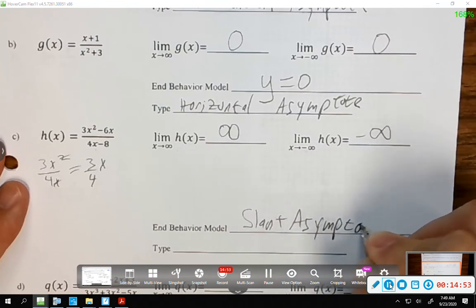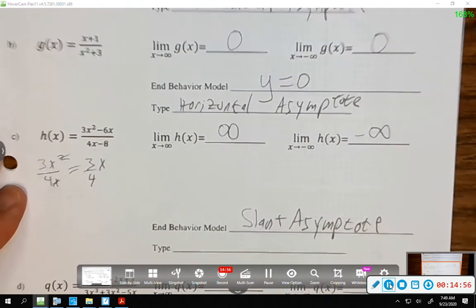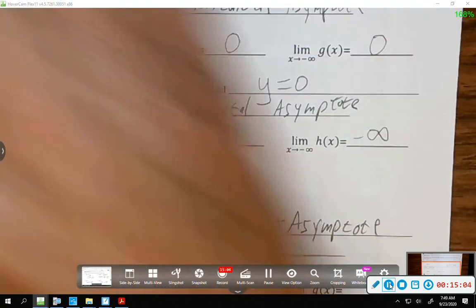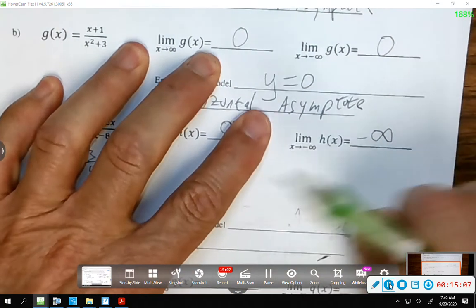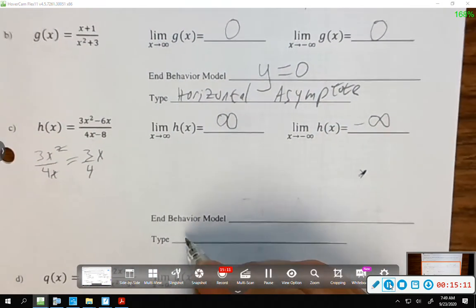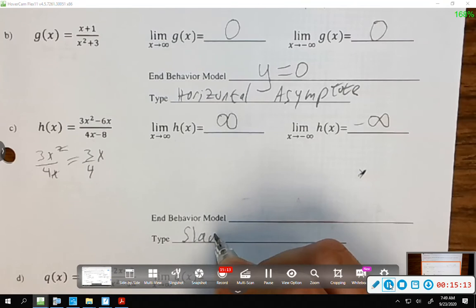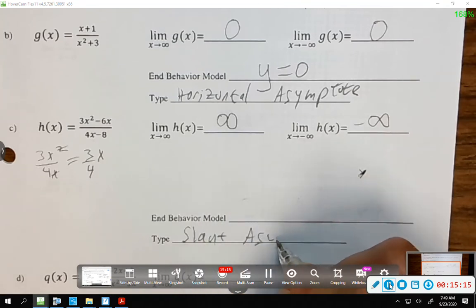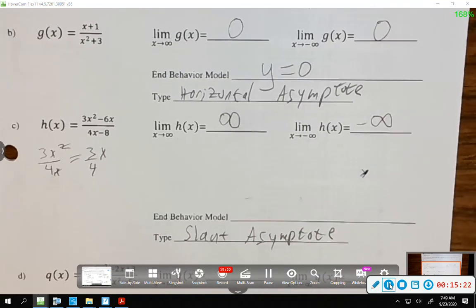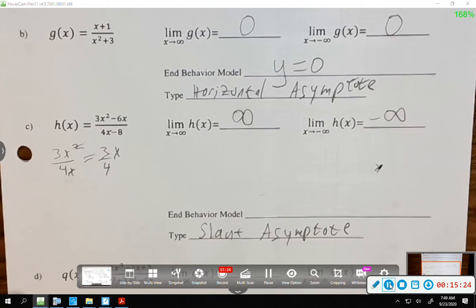And a slant asymptote is a linear end behavior model. Okay? Now, I shouldn't have written that there. I'm actually going to write this down here. Okay? That's the type. It's a slant asymptote or linear asymptote. But in this problem, I ask you to identify the end behavior model. How do we determine the end behavior model? We have to do long division.